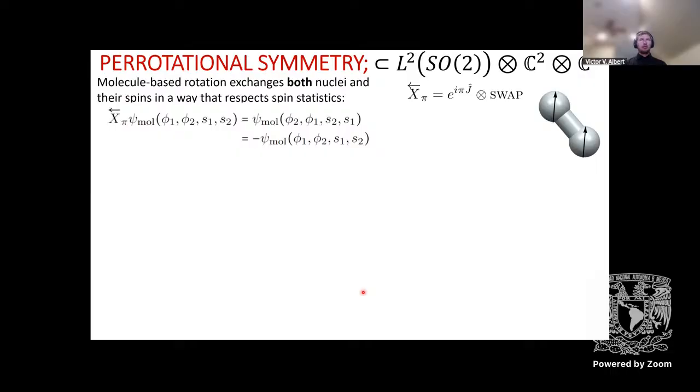So now we get a little harder. So now we're going to add nuclear spin to the story. The state space that we have to deal with is not only the state space of orientations, this circle space that I told you about, which is the space of functions on SO2, which is L2 of SO2, but now we have spinful nuclei. And here, in the case of hydrogen, we have two spinful nuclei, and each one is a spin 1/2. So this is where these two C2 objects come into play. So the full space here is this now. We have a composite space of orientations and nuclei.